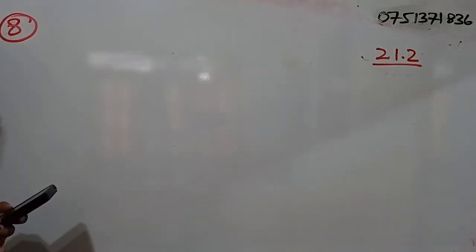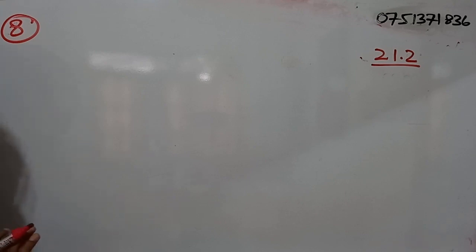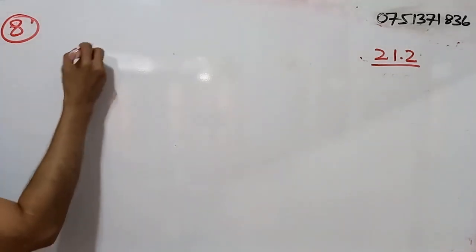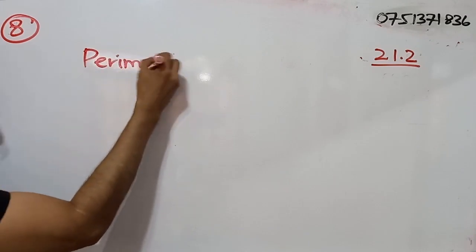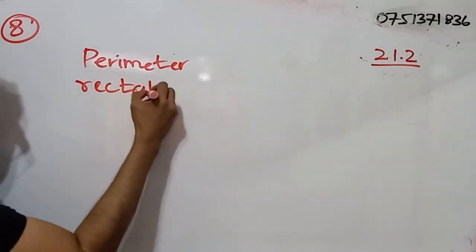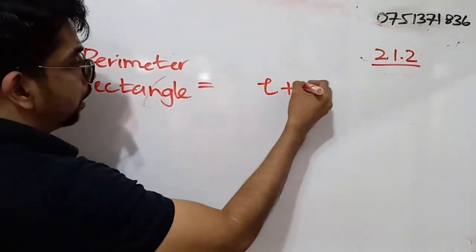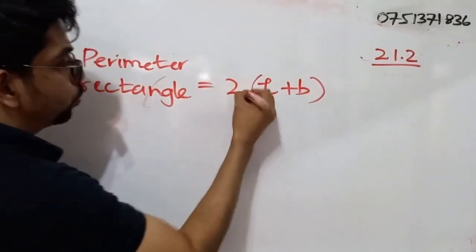Right. Question number 8. The ratio of length to breadth of a rectangular playground is 3 to 2. If its perimeter is 600 meters, find its length and its breadth. So in this question, we have to be careful. We know that when we talk about the perimeter of a rectangle, it is length plus breadth, into 2.